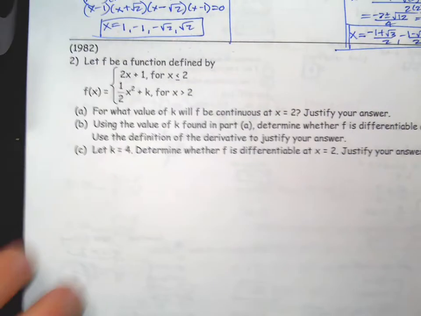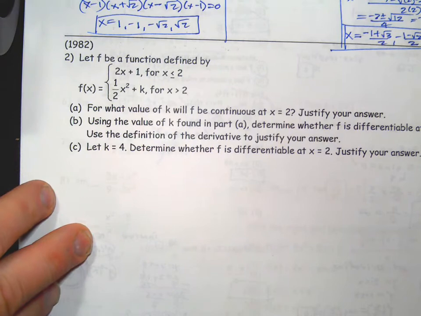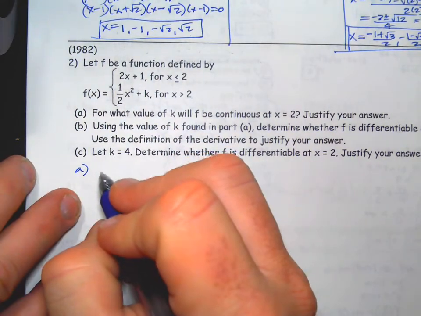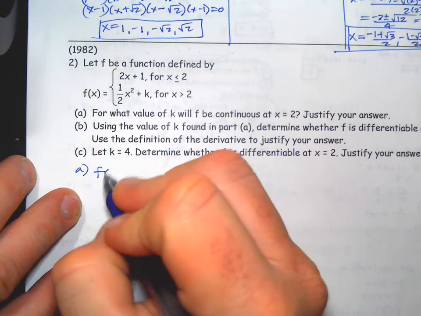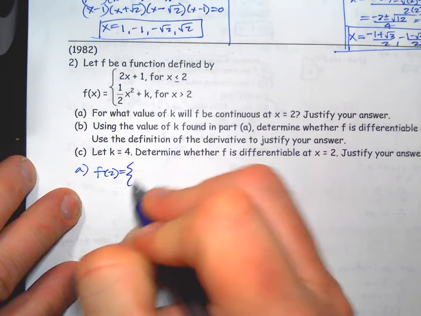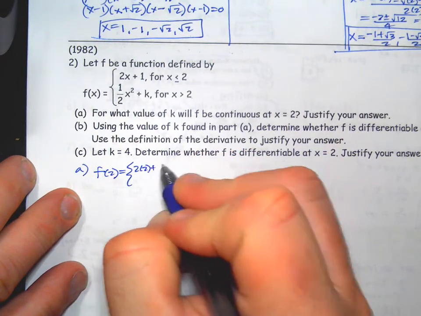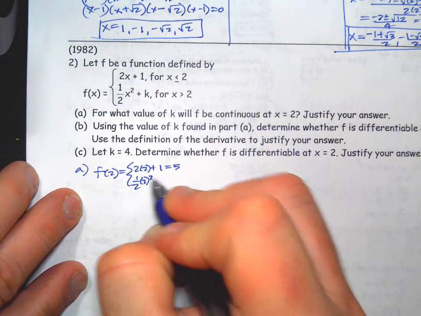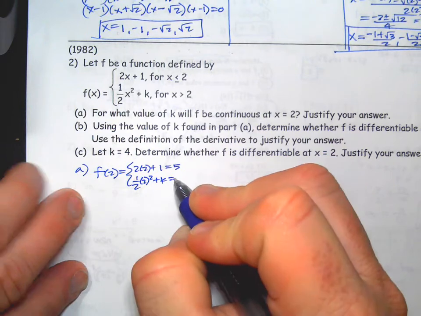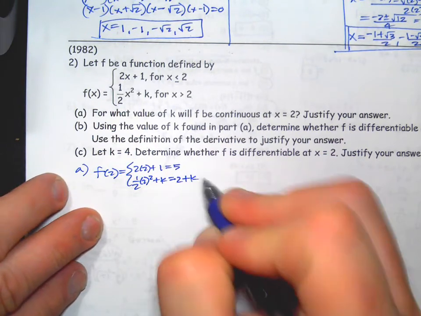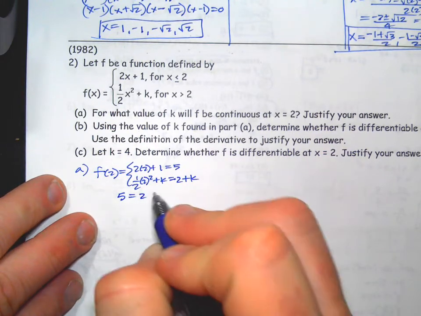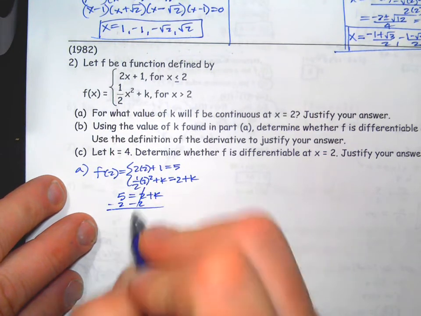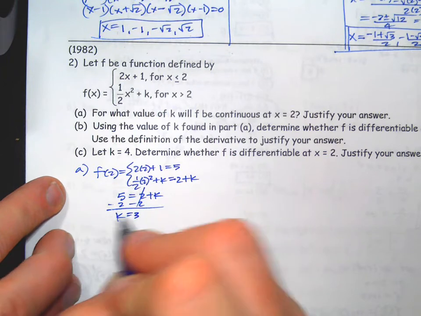Okay, number 2, let f be a piecewise function. Part A says for what value of k is the function continuous. So we're going to plug 2 into it and see what happens. And we get 5 here, and we get 2 plus k here. And these have to be equal to each other for it to be continuous. The two pieces have to meet. So we solve for k equals 3.